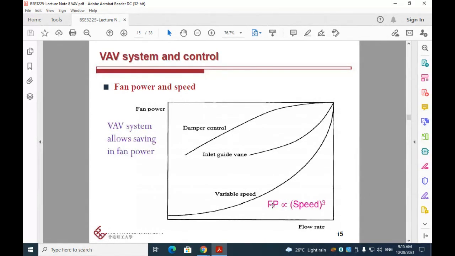And we found that the relation between the fan power and the speed is that the fan power is positively related to the speed raised to the exponent of 3. That means if the speed is changed from 1 to 2, increased by 100%, our fan power will be increased by 700%, because 2 to the order of 3 is 8. So our fan power will be 8 times the original fan power.